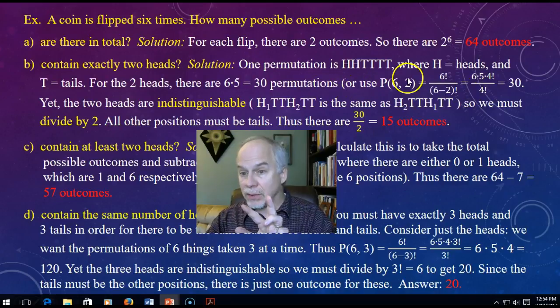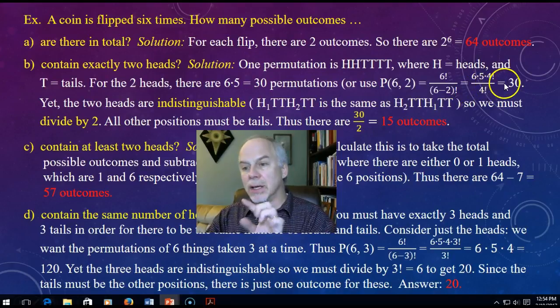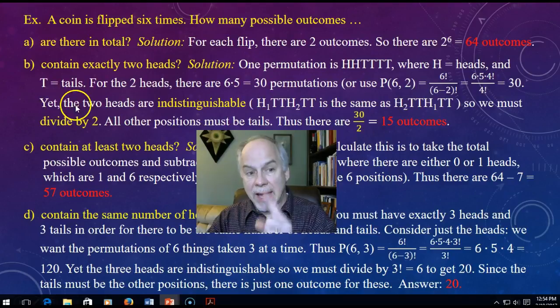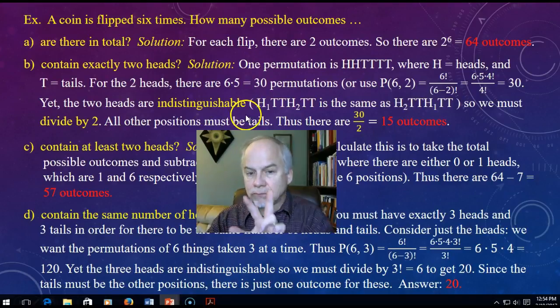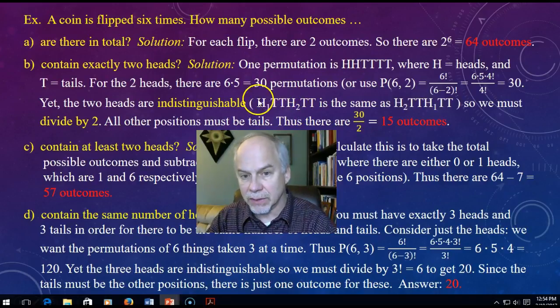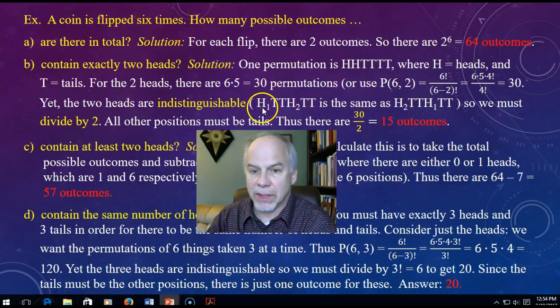But you could use the formula and get P of 6 comma 2 and you would get 30 also. Yet those two heads are indistinguishable. Now what do I mean by that? You couldn't tell if the first head was in the first position and the second head was in the fourth position, like this little example here. This is just an example. Suppose the first head was put in the first position and the second head was put in the fourth position.